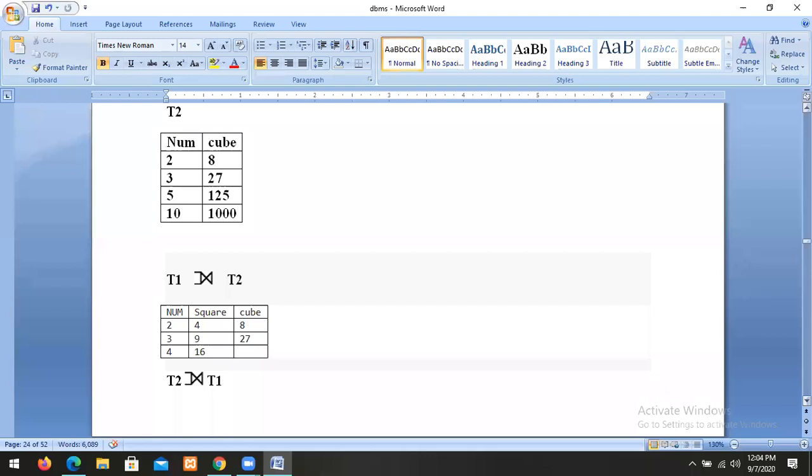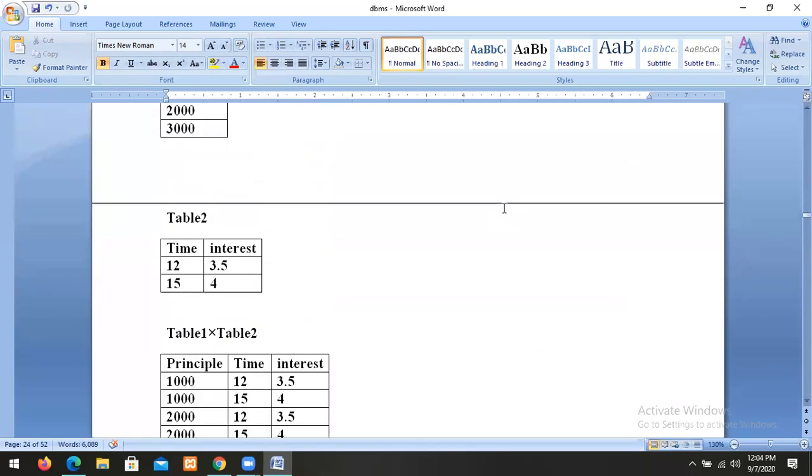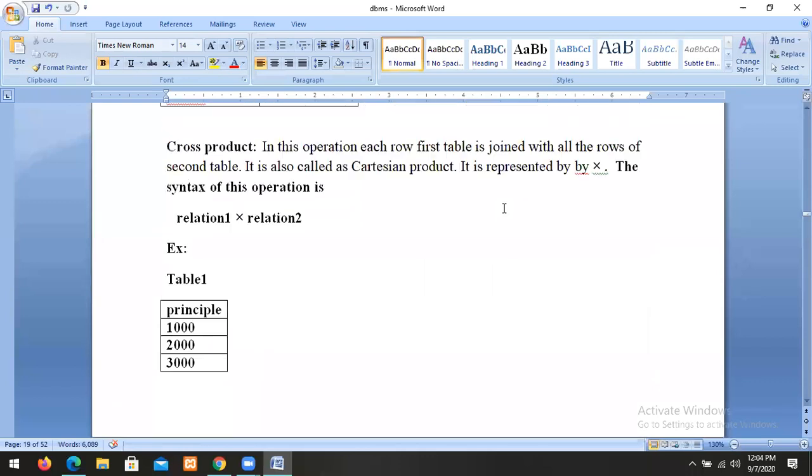For example, there are two rows, three columns. Suppose the first table has, for example, this is the Cartesian product. In this operation, each row of the first table is joined with all the rows of the second table. It is also called Cartesian product, and it is represented by into.